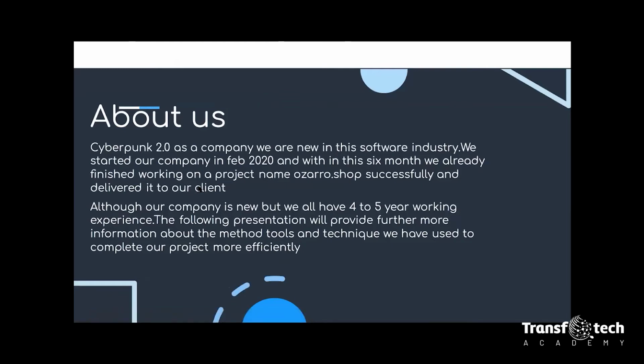As you can see on the slide, our company name is Cyberpunk 2.0, which was established in Feb 2020. Although we are a new company, we have already finished working on a project named Ozaro.shop. So we decided to come together and form a company in February. Within 6 months, we worked on the project Ozaro.shop. I'd like to give you a clear picture why you should give us your new project.